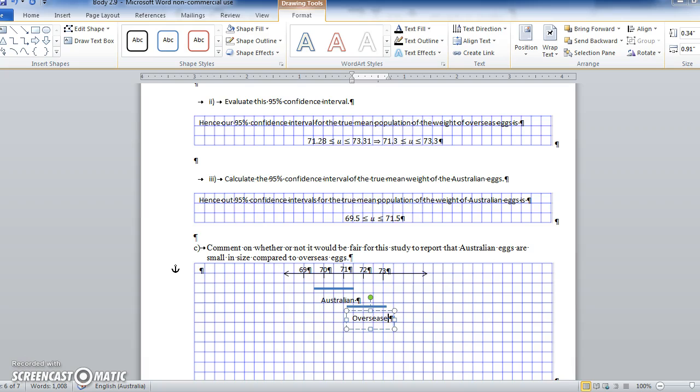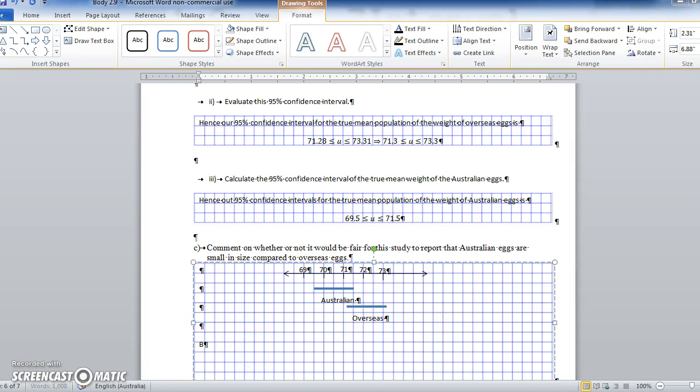Okay, so these are our confidence intervals for the population means of the 2 different eggs, and there's some overlap. So this one starts at about 71.3 and the other one ends at 71.5. So what that means is that the population mean of the Australian eggs could actually be the same as the mean of the overseas eggs.